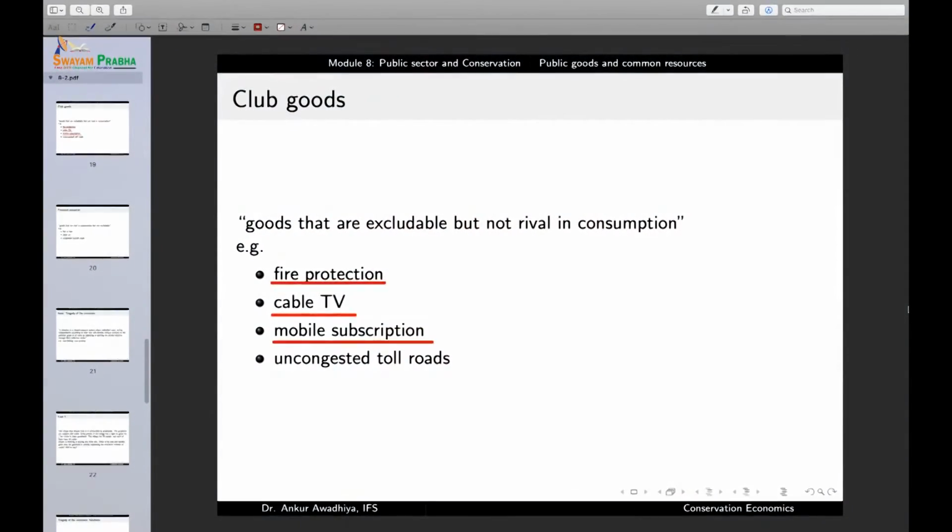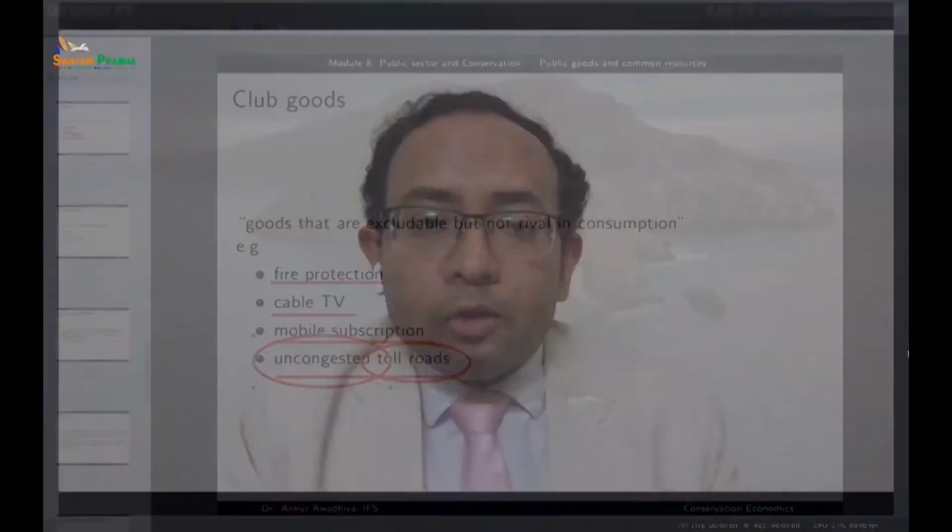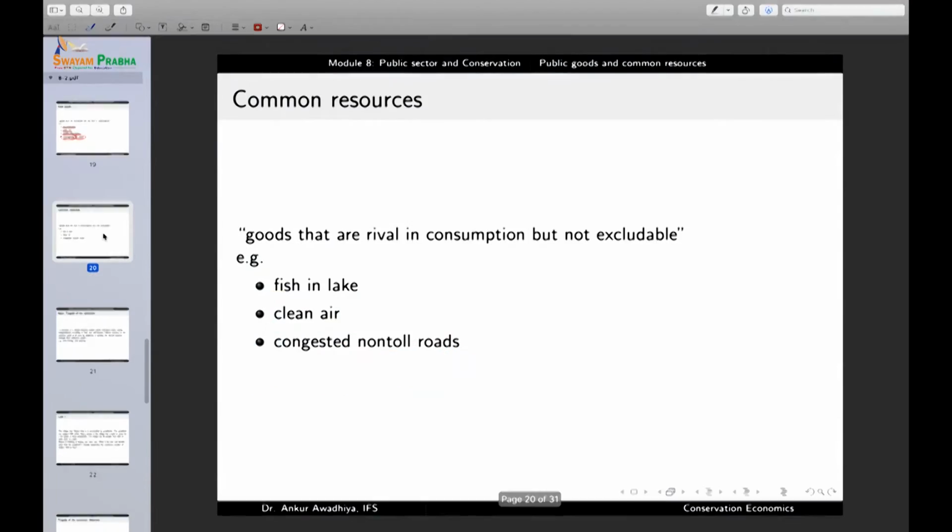Things such as uncongested toll roads. Now here it is a toll road, which means that it is excludable. So people can say that those people who are not paying the tolls will not be permitted. So it is excludable. But at the same time, it is not a rival in consumption because it is uncongested. So there are so few vehicles on this road at present that if a few more vehicles get inside, that is not going to make any difference in the quality of usage by the people who are already inside. So these sorts of goods are known as club goods.